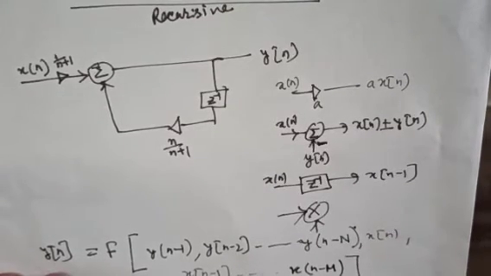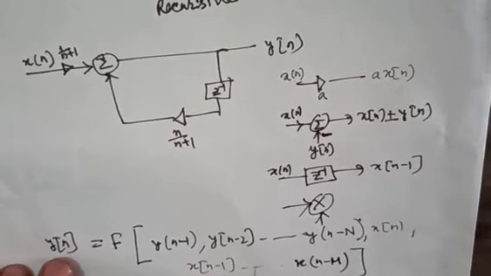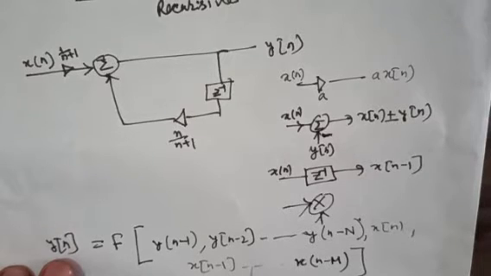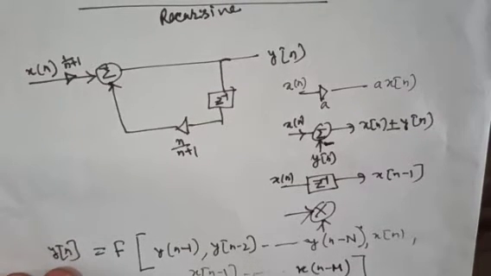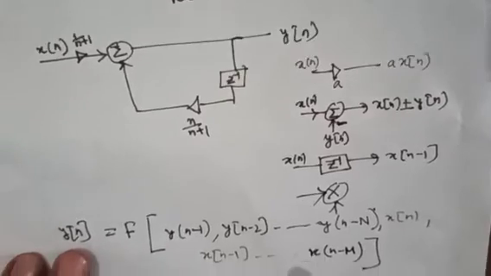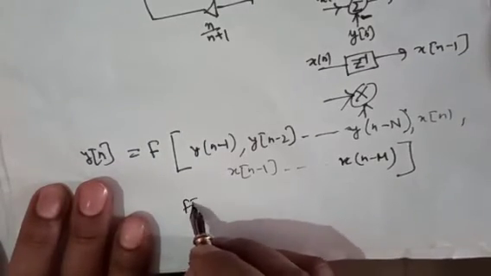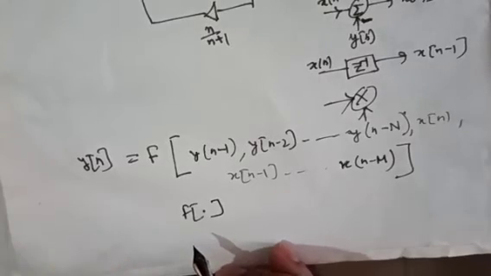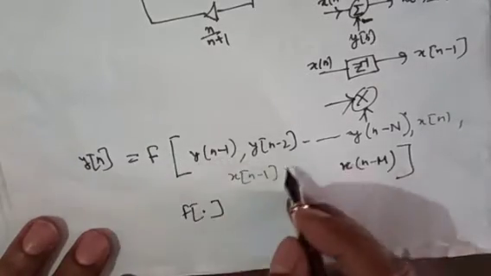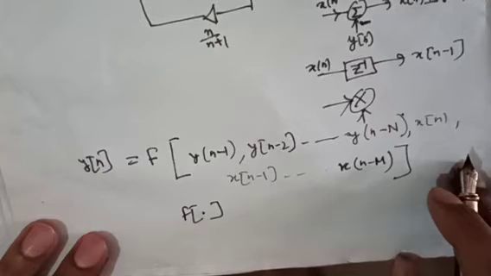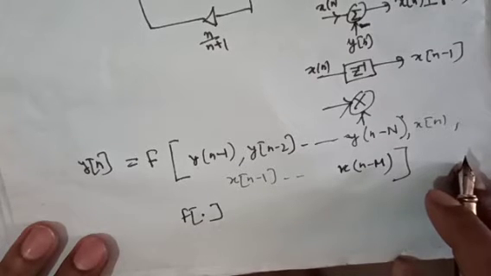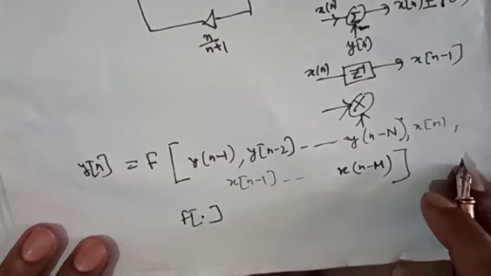That means the recursive system at an instant of time depends on all the past outputs, the present input, and maybe past inputs as well. So this denotes some function of its arguments. These are the arguments. Now a system whose output y of n at an instant n depends only on the present and past inputs, not the output, is called a non-recursive system.